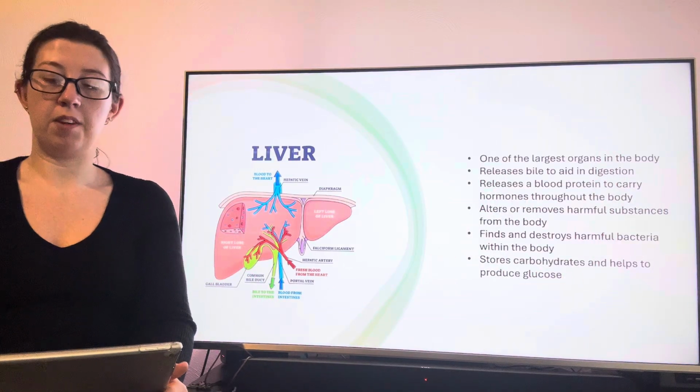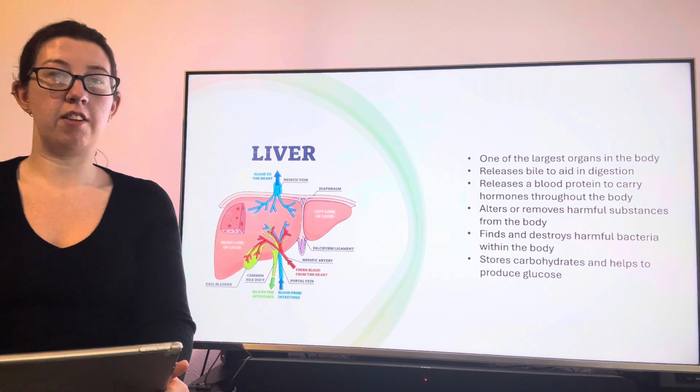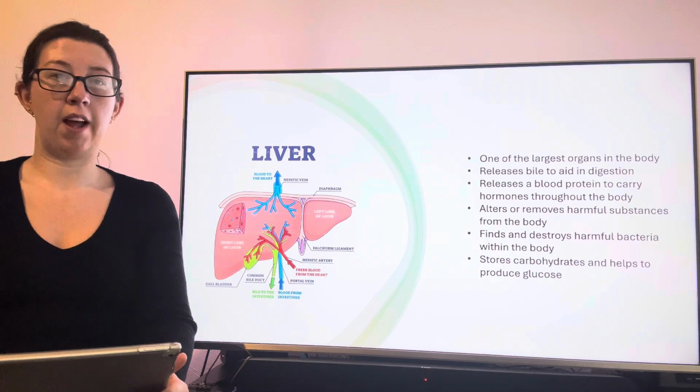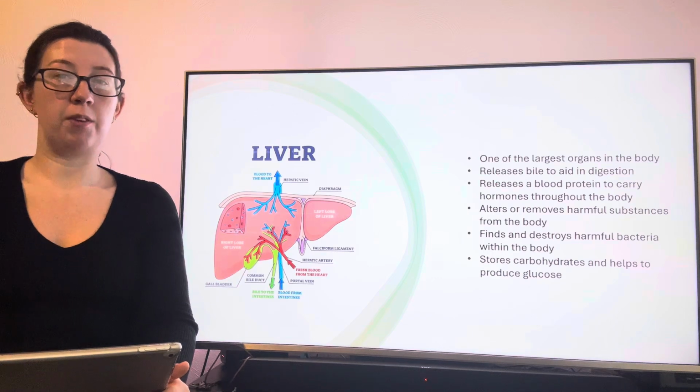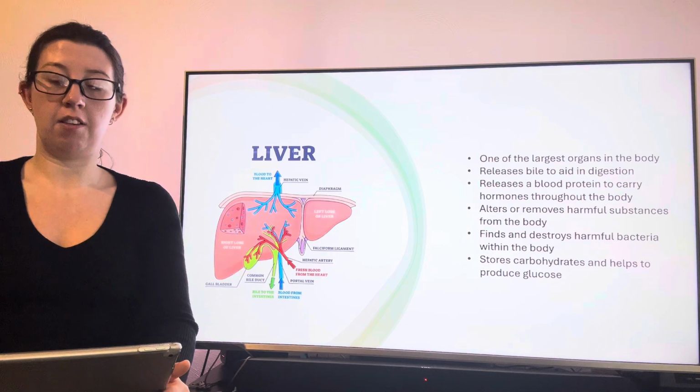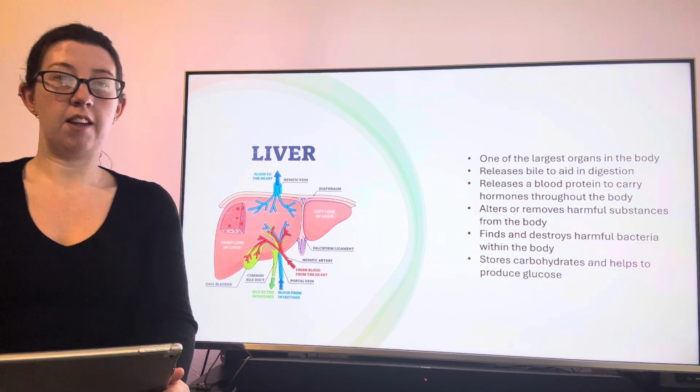The liver, which is one of the largest organs in the body, can regenerate itself and releases a chemical called bile into the intestines. Bile breaks down and absorbs lipids in the food. The liver also creates albumin, which is a blood protein that carries hormones, drugs and fatty acids throughout the body. The liver finds and destroys harmful bacteria that enters the body. The liver stores carbohydrates and breaks it down into glycogen, which produces glucose.